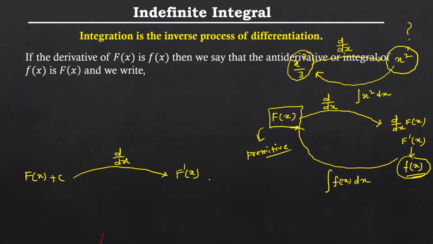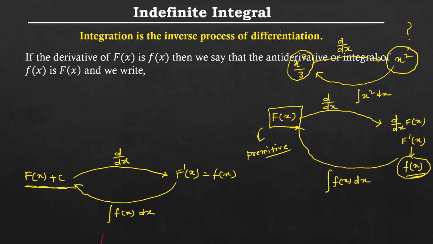Am I right? Yes, sir. Because the constant gives you 0. So whenever you go back from that F dash x, from that small f(x), you will get the integration of f(x) dx, which equals F(x) plus c. So what happened here?